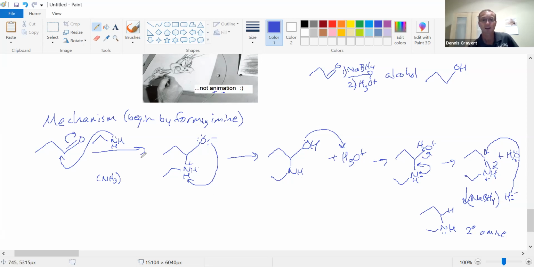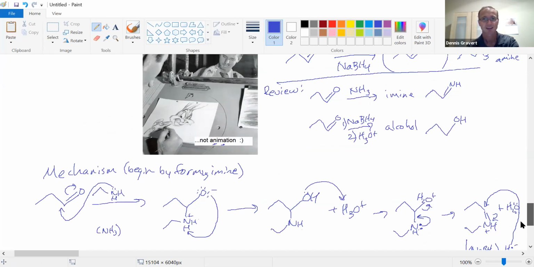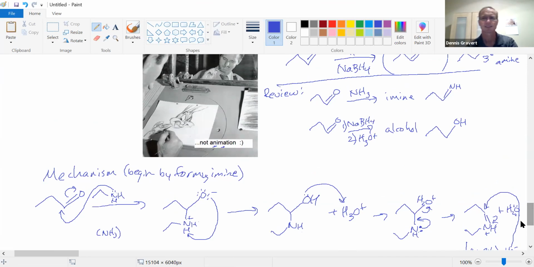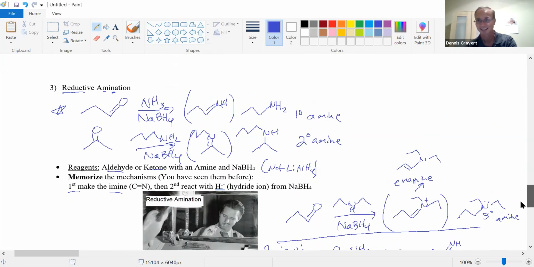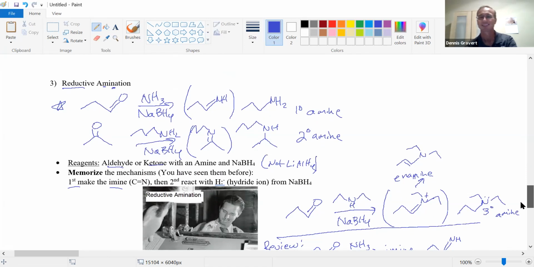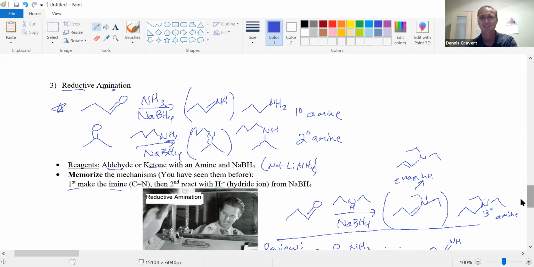And if you want primary, erase the other ethyl group on the nitrogen, add a hydrogen, and it'll make it primary. So now you got the mechanism for all 3 versions. It's the same thing. Cool. Okay, and obviously, I hope it's obvious, out of these three new reactions, the reductive amination is the most useful because it'll make all three varieties of amines, primary, secondary, tertiary.